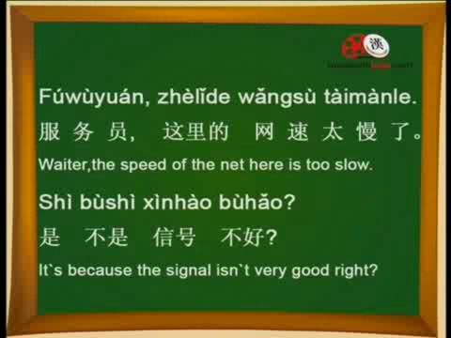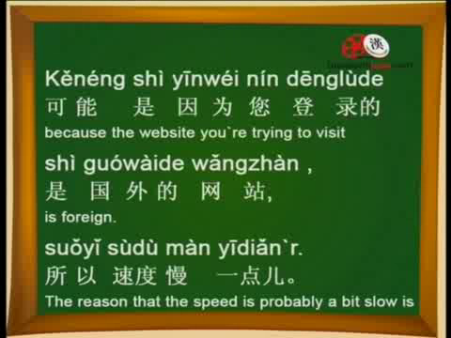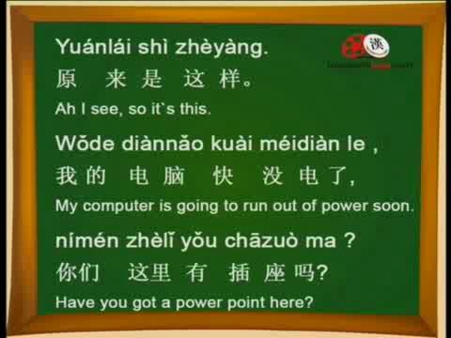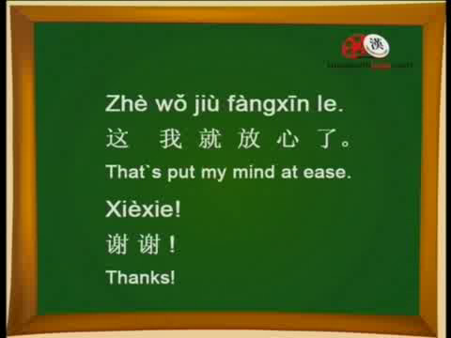服务员，这里的网速太慢了，是不是信号不好？ Waiter, the speed of the net here is too slow. It's because the signal isn't very good, right? 我们这里的信号很好啊。可能是因为您登录的是国外的网站，所以速度慢一点。 The signal here is really good. The reason that the speed is probably a bit slow is because the website you're trying to visit is foreign. 原来是这样，我的电脑快没电了。你们这里有插座吗？ I see, so it's this. My computer is going to run out of power soon. Have you got a PowerPoint here? 就在您桌子下面，非常方便。 It's just underneath your table. Really convenient. 这我就放心了，谢谢。 That's put my mind at ease. Thanks. 是很方便 ，really convenient. It is indeed.